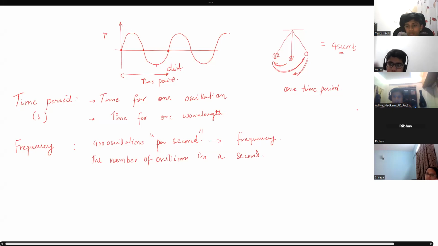What will be the unit of frequency, guys? Oscillations per second. It is Hz, Hertz. Very good. Hertz is the unit of frequency. You put a capital H and a small z.